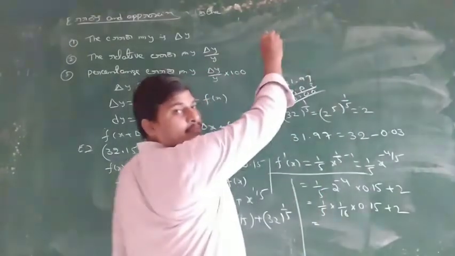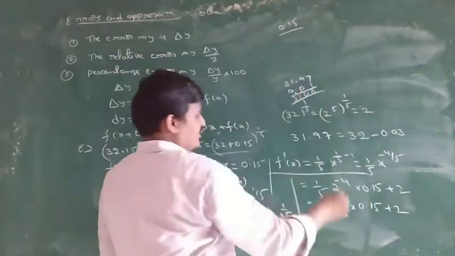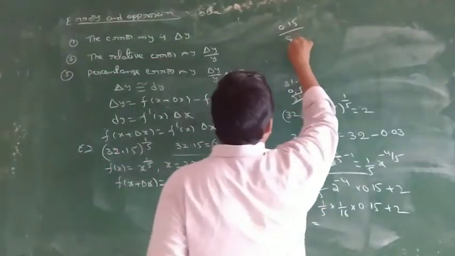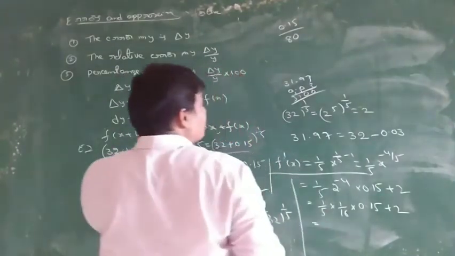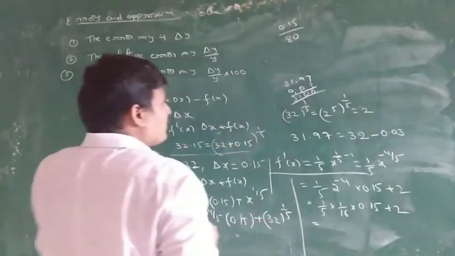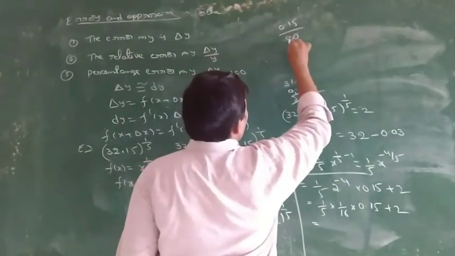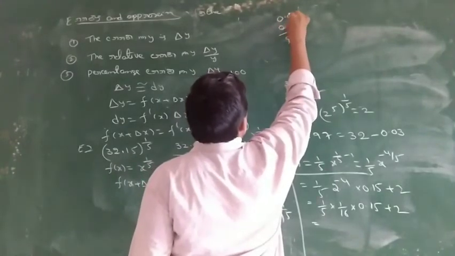Simplification. 0.15 by 16 into 5, 80 by 80. 0.15 by 80, okay, that is equal to 0.15 by 80: 5 ones are 5, 5 sixes, 5 threes, 0.03.